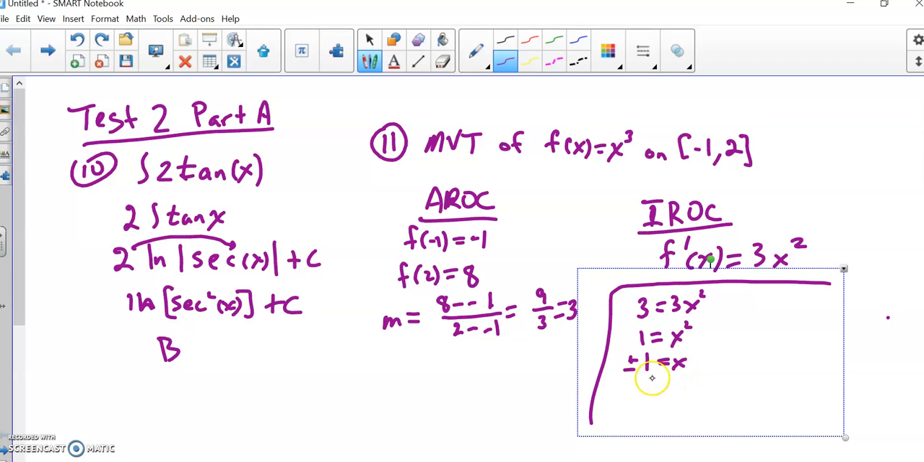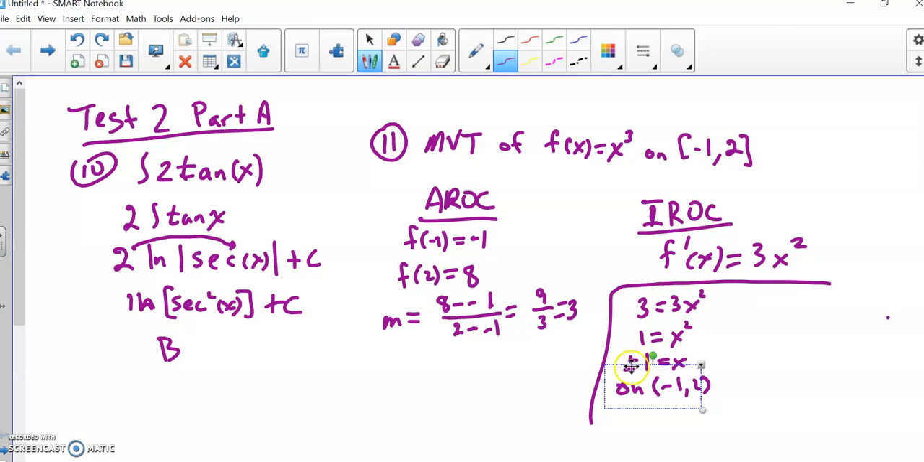Now, again, I have to make sure the mean value theorem only ensures values on the open interval from -1 to 2. So on -1 to 2, the only value of these two, +1 and -1, that would work is x equals +1. I should also have said that this original function is continuous on the closed interval and is differentiable on the open interval, so I can apply the mean value theorem.